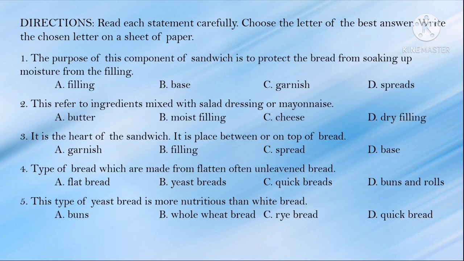Number 1. The purpose of this component of sandwich is to protect the bread from soaking up moisture from the filling. A. Filling. B. Base. C. Garnish. D. Spreads. Number 2. These refer to ingredients mixed with salad dressing or mayonnaise. A. Butter. B. Moist filling. C. Cheese. Or D. Dry filling.